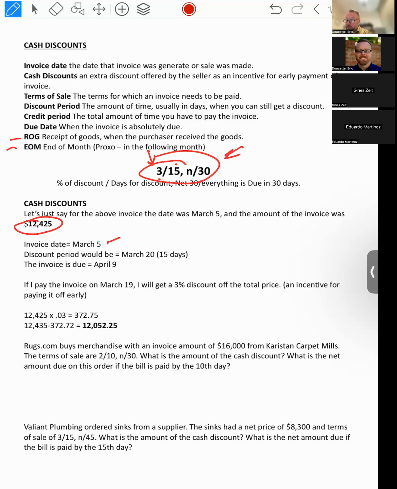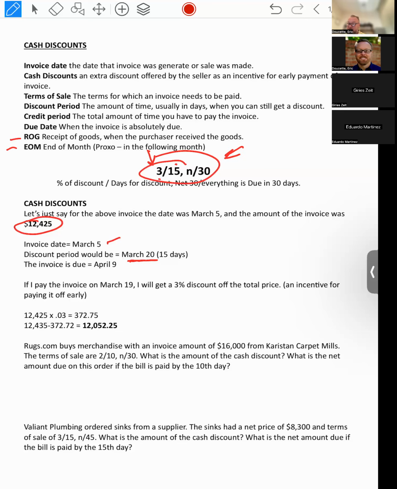So this one particularly says 3% in 15 days. So if the invoice was dated March 5th, the discount period for that first little block would be 15 days. So that would be March 20th, right? So March 6th, 7th, 8th, 9th, count 15 days. I got 15 days in which to get the discount. So as long as I pay it by March 20th, I'll get 3% off my invoice. If I pay the invoice on March 19th, I'll get 3% off.